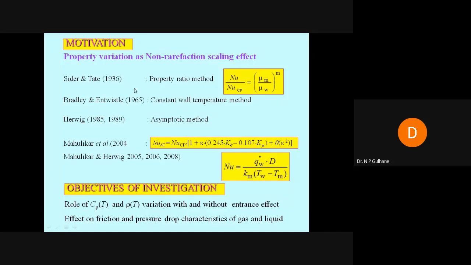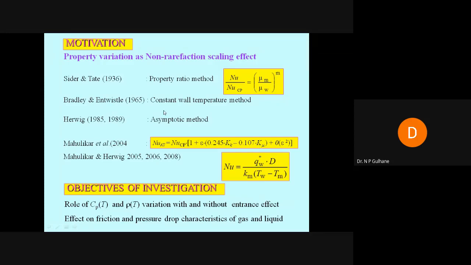What these people did in the beginning, they used only the property ratio method, that is Nusselt number in the conventional way, Nusselt number with constant property. So no property is varying. All thermodynamic properties like density, viscosity, thermal conductivity, and Cp remain constant. And they only tried to vary the ratio of mean viscosity and viscosity at the wall to the power 1. They studied that only this will influence the heat transfer, but this is not true.